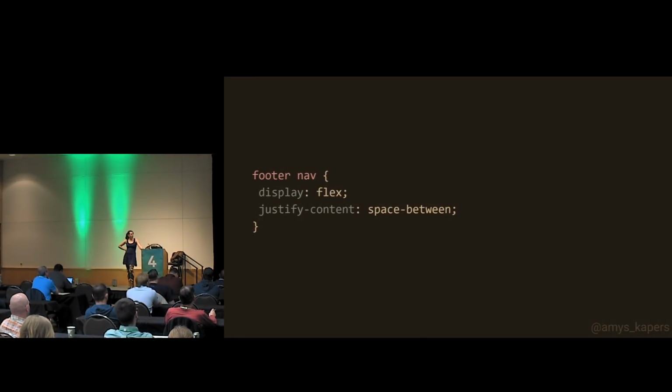So if we apply display flex to our footer nav, we're also going to use the justify content property, which defines how the content works in the main flex axis. We're going to define space between, which basically says, look, I want to take up all of the room you've got and put equal space between each of the elements in your flex. So now we've got a nice big gap between all of our menu items.